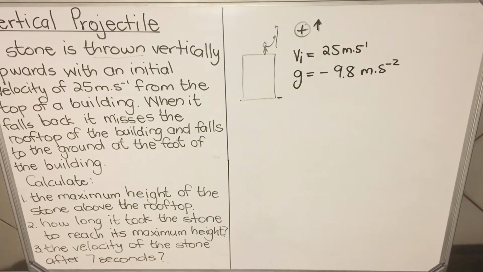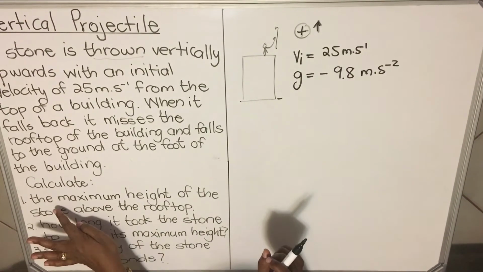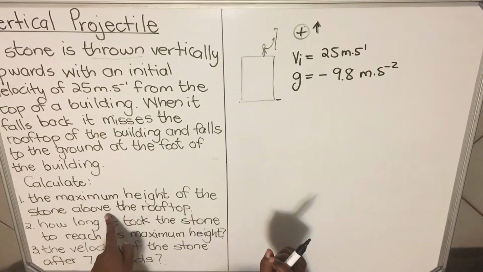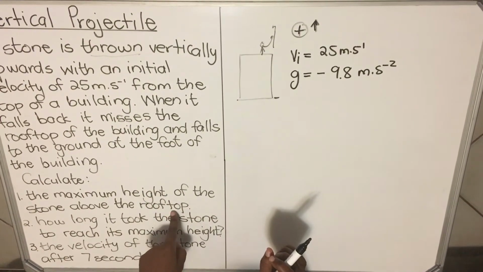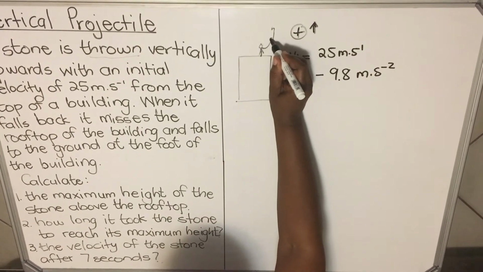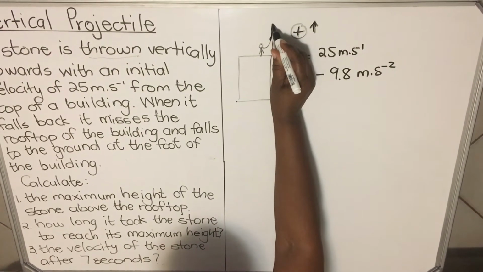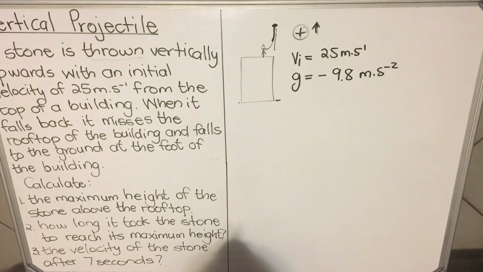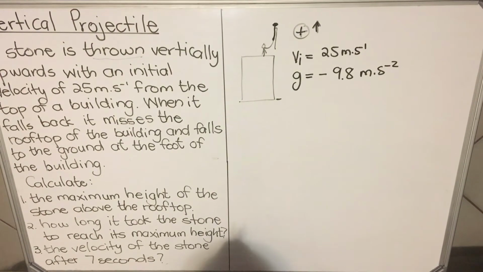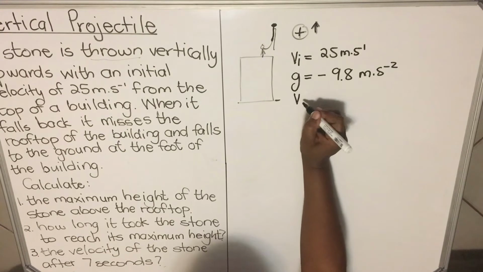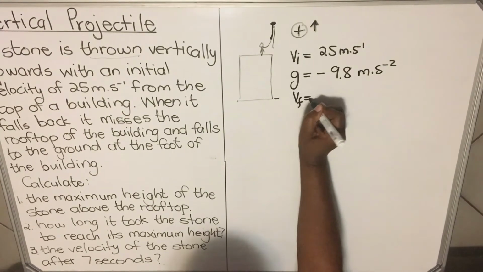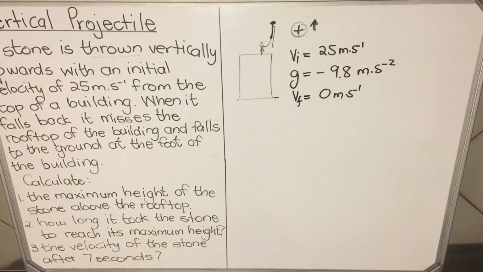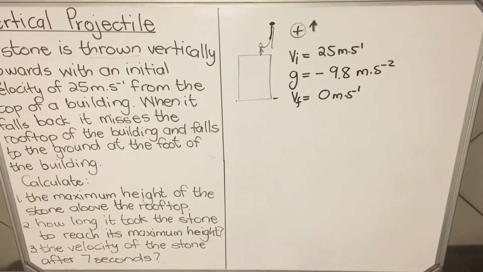Now, the other thing that we have is height. It says we must calculate the maximum height of the stone above the rooftop. You remember they said this person threw it up. And at the maximum height, when you throw something up, at its highest point, it's going to stop before it starts going down. So it means we have our final velocity. Our final velocity is 0 meters per second. Because when we are throwing something up, it goes up, up, up, and at its highest point, it stops.